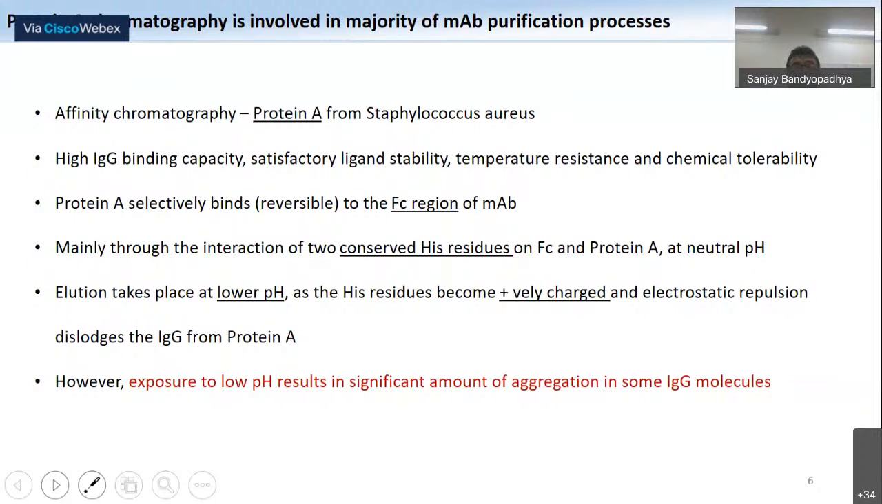But when you lower the pH, the histidine side chain imidazole ring will be more protonated. So they will have positively charged side chains, and there will be electrostatic repulsion that will lead to the release of the bound IgG from protein A. Now, it is very easy that one can purify an antibody by just using protein A. But because protein A chromatography has an exposure of low pH during purification, sometimes for some IgG, it shows some adverse effect in terms of formation of aggregates.